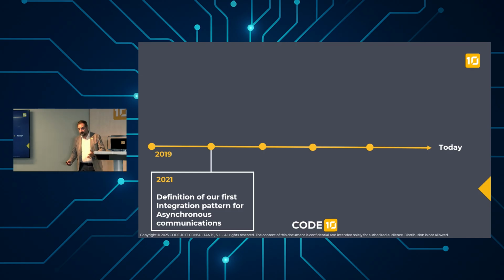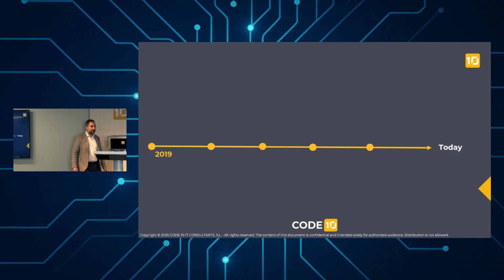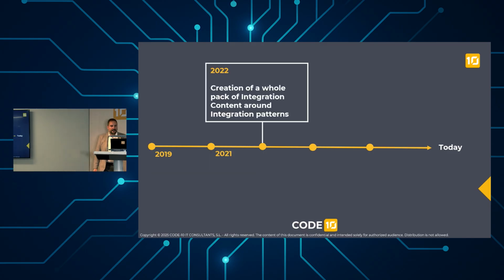Years after, we realized that SAP released the concept of pipeline, which is not much different from what we had been doing since 2021, and we started collecting these integration patterns or blueprints that we were doing for companies. In 2022, we decided to make it a package. So it was about how we could structure this.